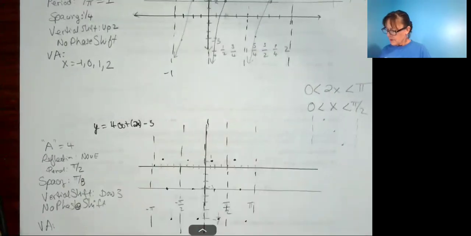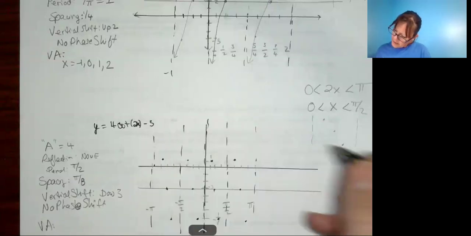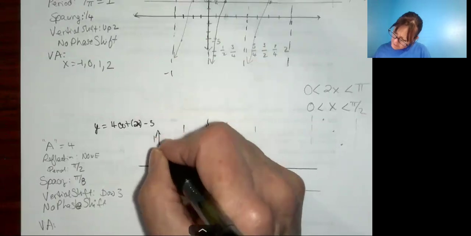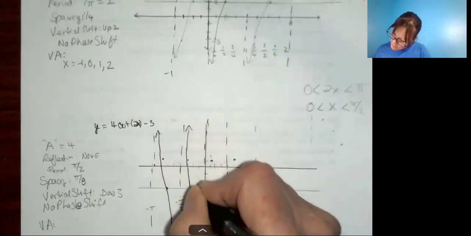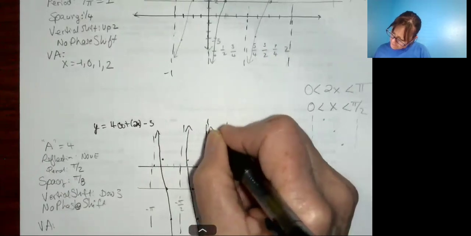Okay, where are my vertical asymptotes? At x is negative pi over 2, 0, pi over 2, pi. What does my pattern look like? It looks like a stretched tangent graph.